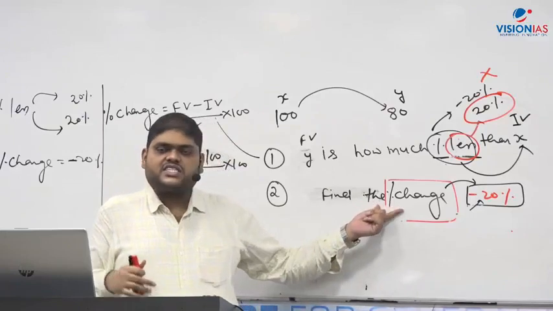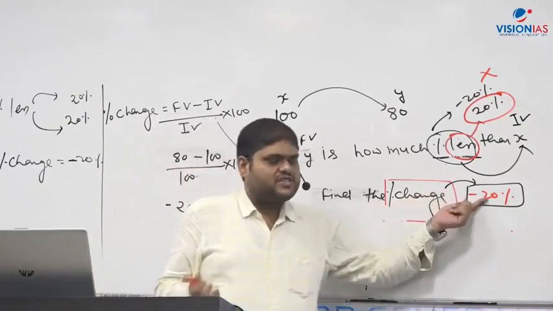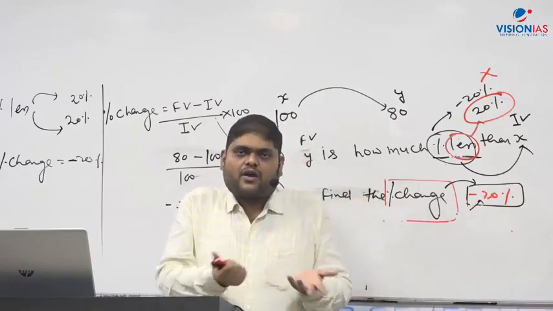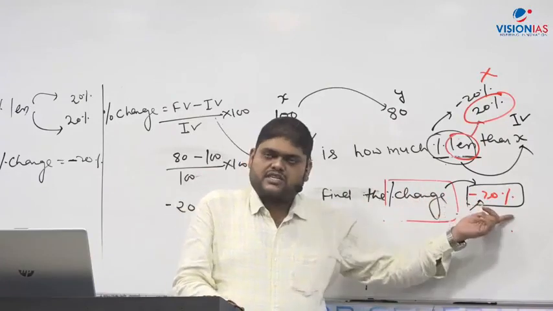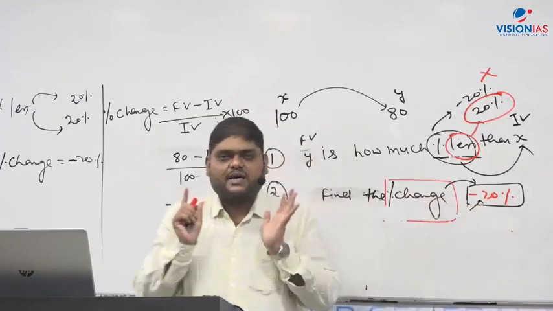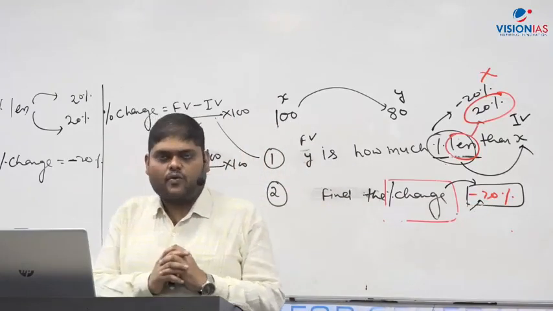Similarly, whenever change is there, we have to put the sign, plus 20, minus 20. Why is it so? Because we don't know, it can be positive 20, it can be negative 20. So we have to put the sign to get the proper answer. I hope this is clear now.